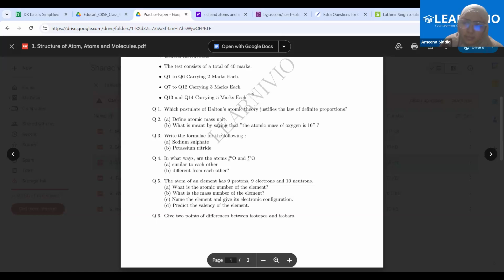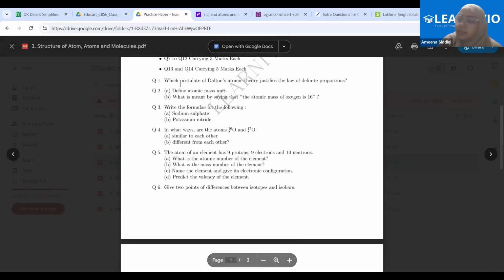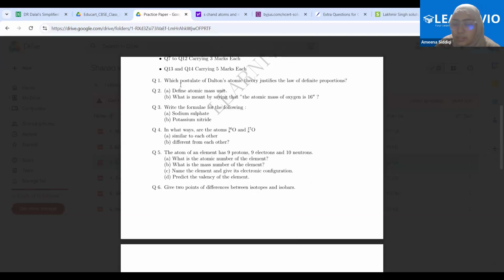Last one, fifth and sixth postulate. You will go through that. Fine. Define atomic mass. Leave that. Acha, define atomic mass. Bethel will define atomic mass.